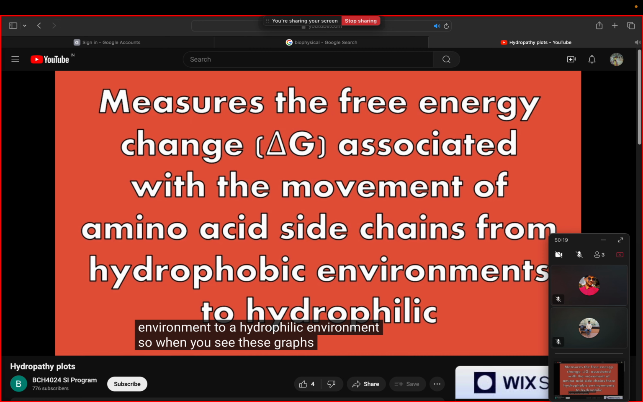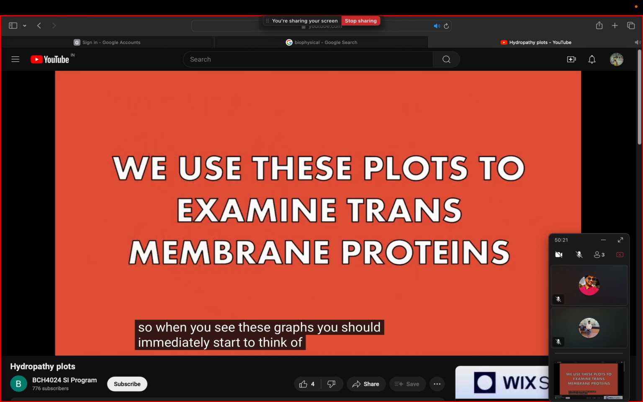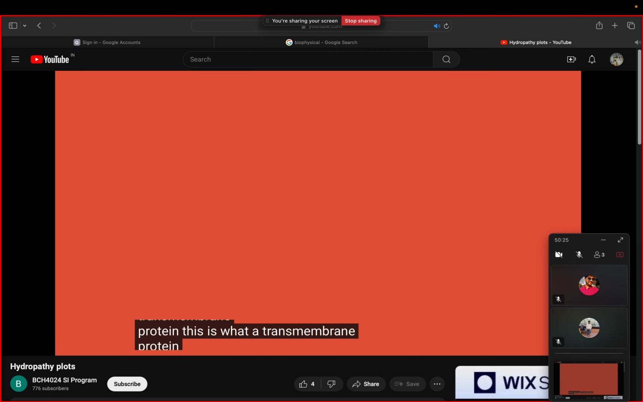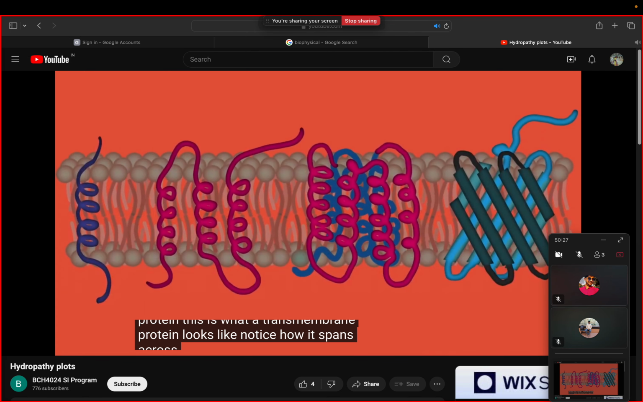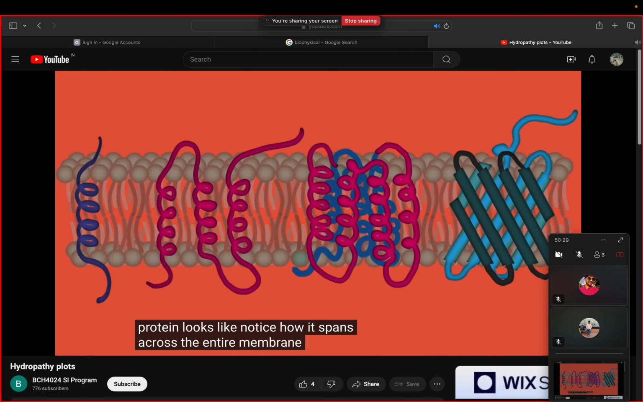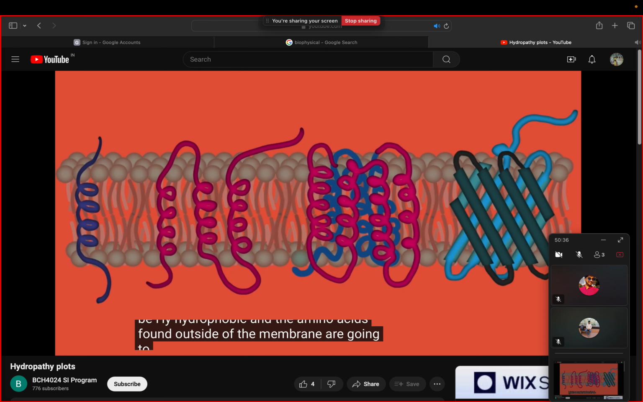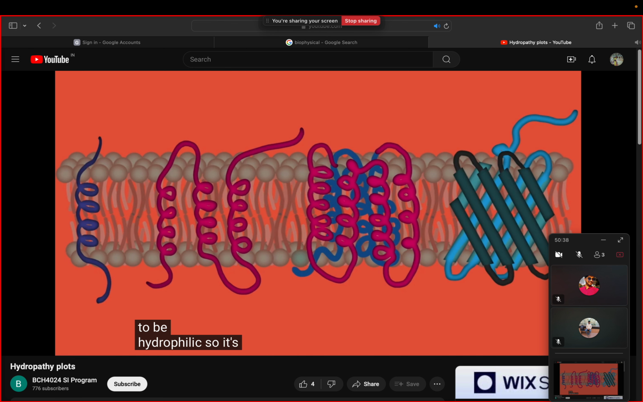So when you see these graphs, you should immediately start to think of transmembrane protein. This is what a transmembrane protein looks like. Notice how it spans across the entire membrane. The amino acids inside the membrane are going to be hydrophobic, and the amino acids found outside of the membrane are going to be hydrophilic. So it's going to take about 20 amino acids in order to cross our membrane.